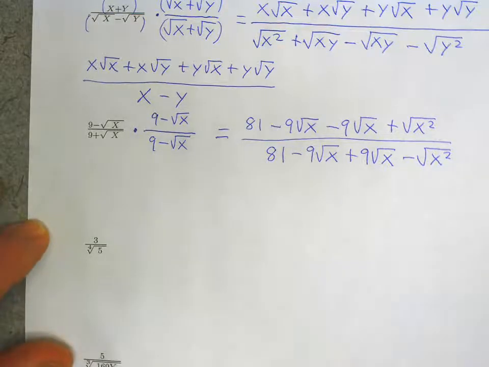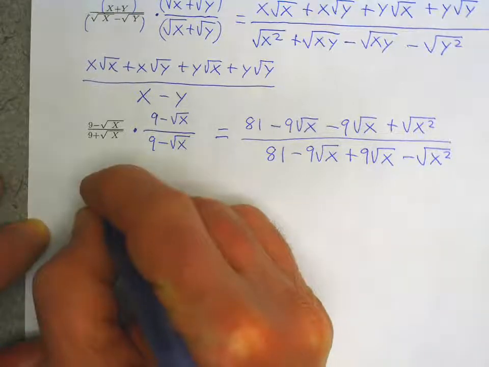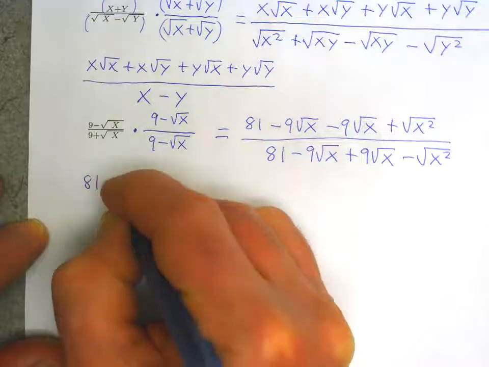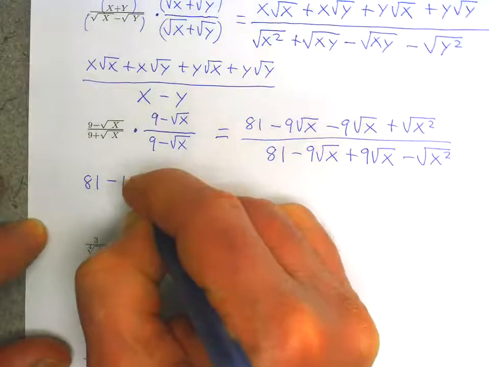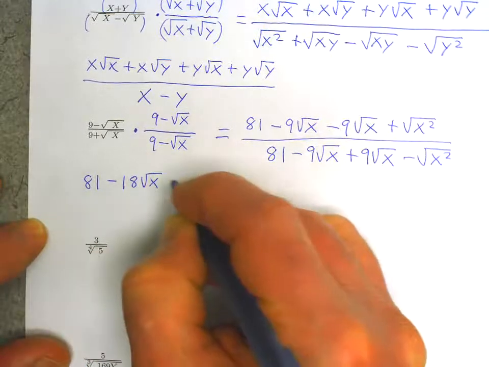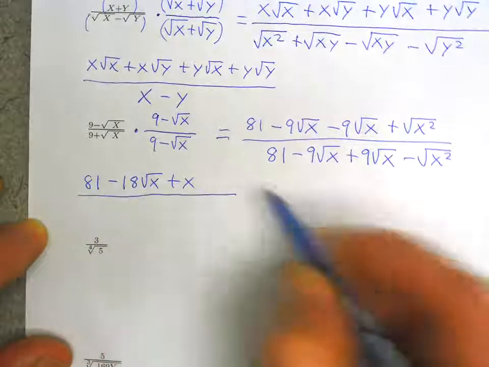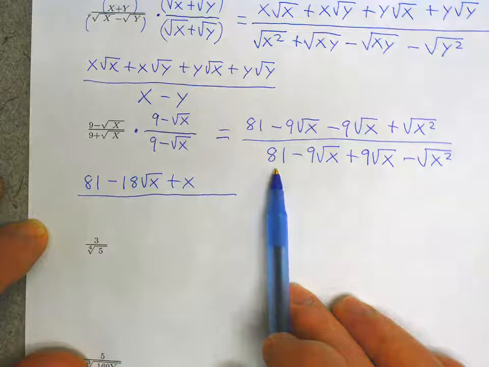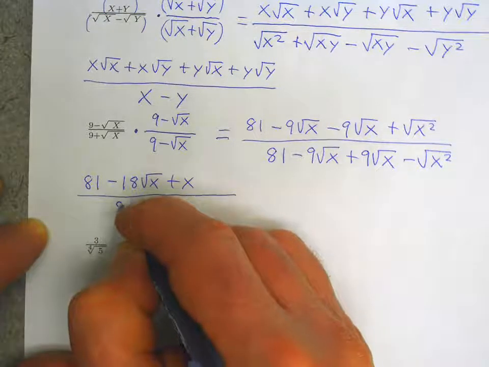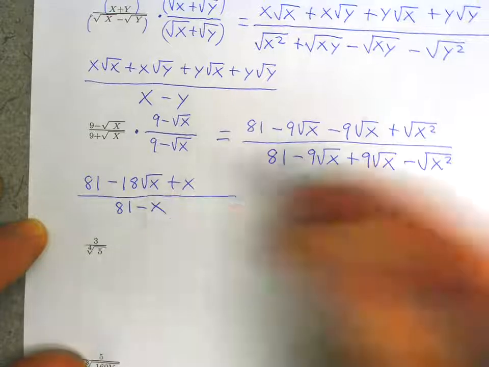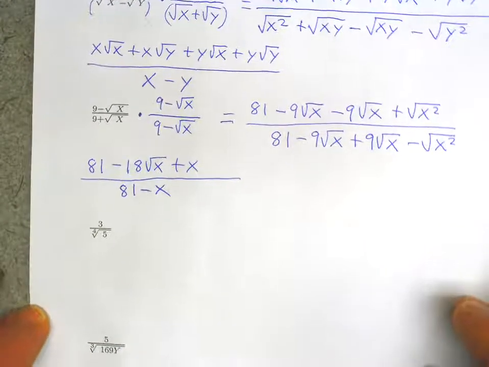So our next step is in the numerator, 81 minus 18 times the square root of x plus x. And in the denominator, we get 81 minus x. And that's as far as we can take it on that one.